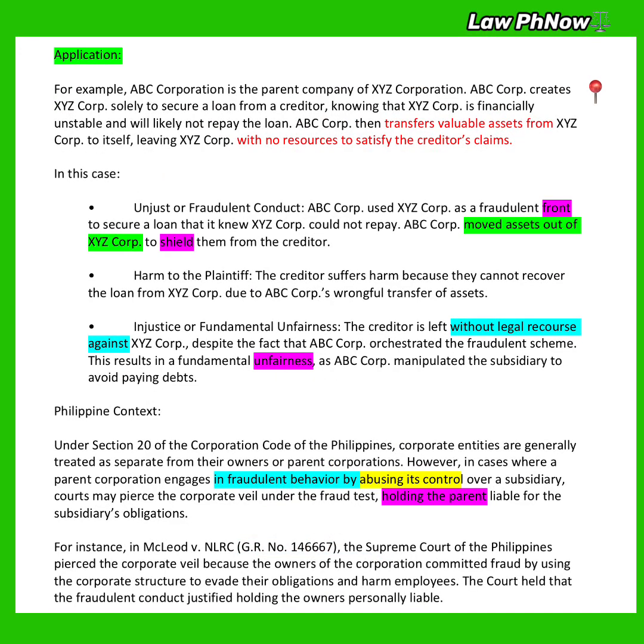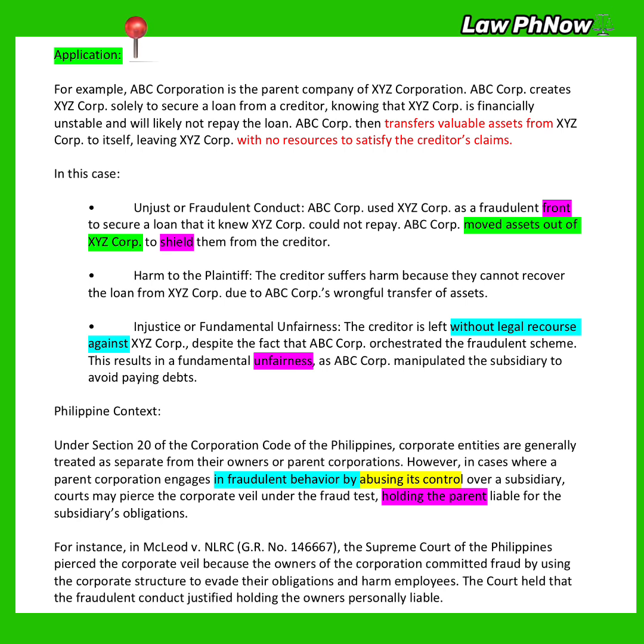Application: for example, ABC Corporation is the parent company of XYZ Corporation. ABC Corp creates XYZ Corp solely to secure a loan from a creditor, knowing that XYZ Corp is financially unstable and will likely not repay the loan. ABC Corp then transfers valuable assets from XYZ Corp to itself, leaving XYZ Corp with no resources to satisfy the creditor's claims. In this case, unjust or fraudulent conduct.